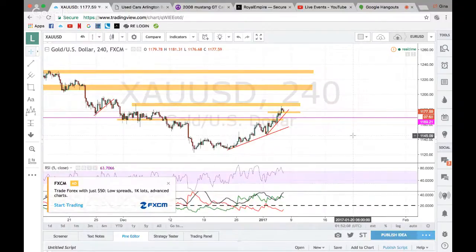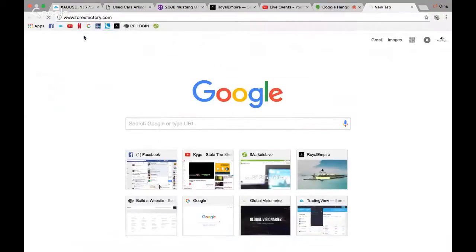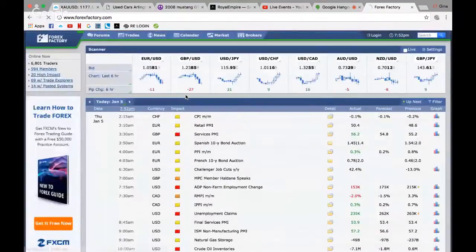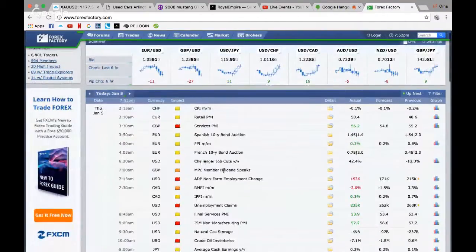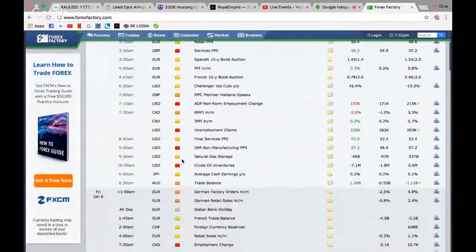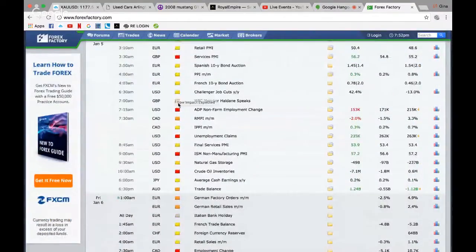All right. So guys, for everyone that doesn't know about forexfactory.com, let me show it to you real quick. Okay, so you go to forexfactory.com. You can see that there's news impacts that are always happening throughout the days. Yellow folders meaning low impact, orange folders meaning medium impact, and then you have high impact red folders.